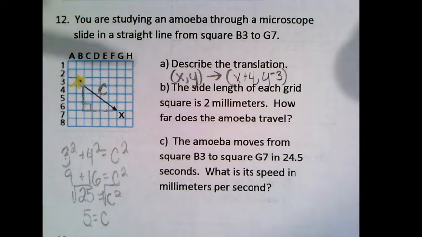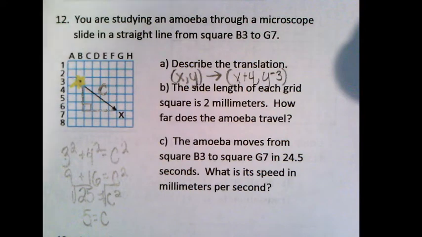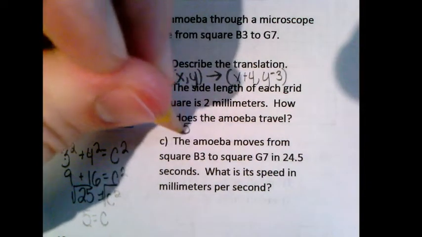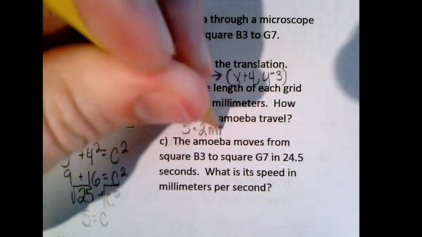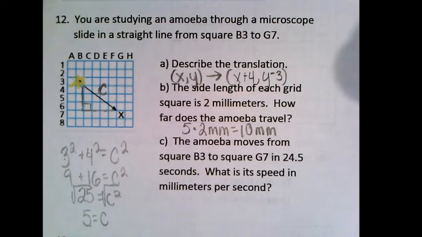But that's not our answer because it says the side length of each grid square is 2 millimeters. So can somebody now in the comment section tell me how many millimeters is that amoeba traveling? Yep, 10 millimeters. All we're doing is the distance of 5 times each one of them's 2 millimeters. And that's 10 millimeters. So an amoeba. Yep, good job, everybody.